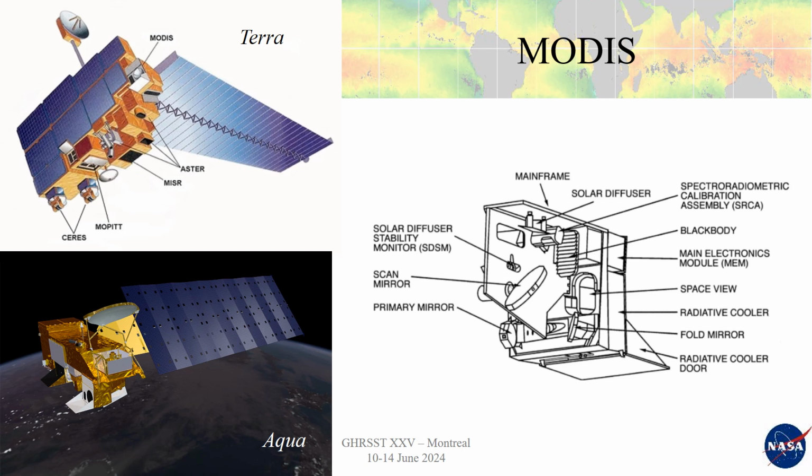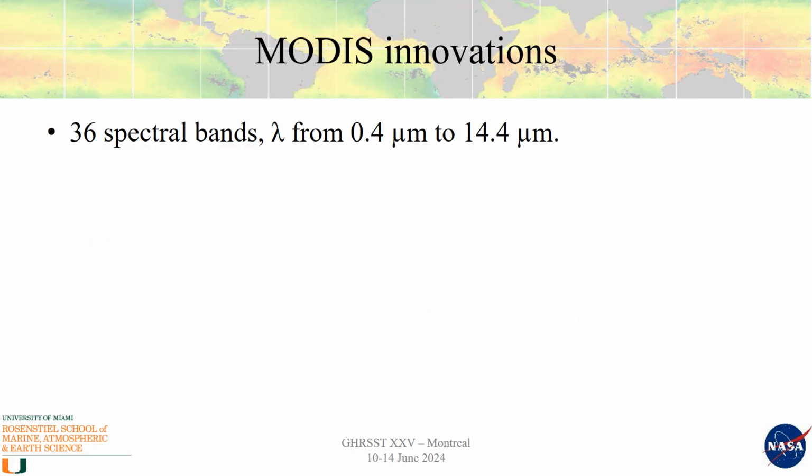MODIS is a large instrument, and it is shown here on Terra and Aqua. The cutaway diagram shows the large rotating scan mirror, and down towards the bottom of the slide is an opening for the Earth view. The infrared calibration was done by a grooved black body target and a view of cold space. There were many innovations incorporated into the design of MODIS, and early on in the Terra mission it became clear that innovations was another word for challenges.